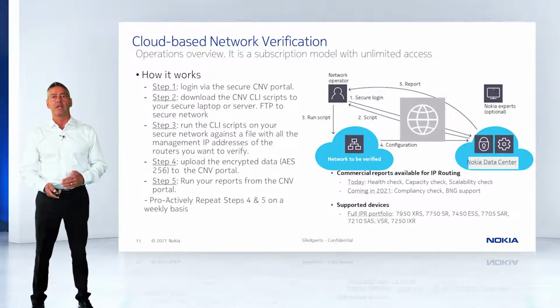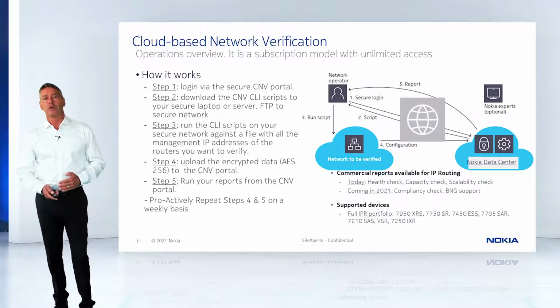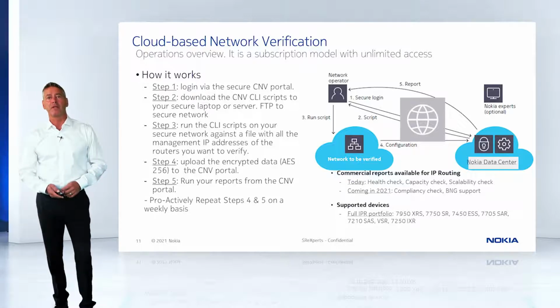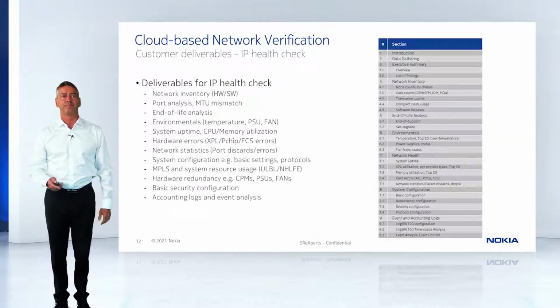And one that's really, really nice is the compliancy check report. It's called the golden config. And we support all, as I said before, all the portfolio of IP routing. So all the SR OS and all the SR versions from 1 to 22.